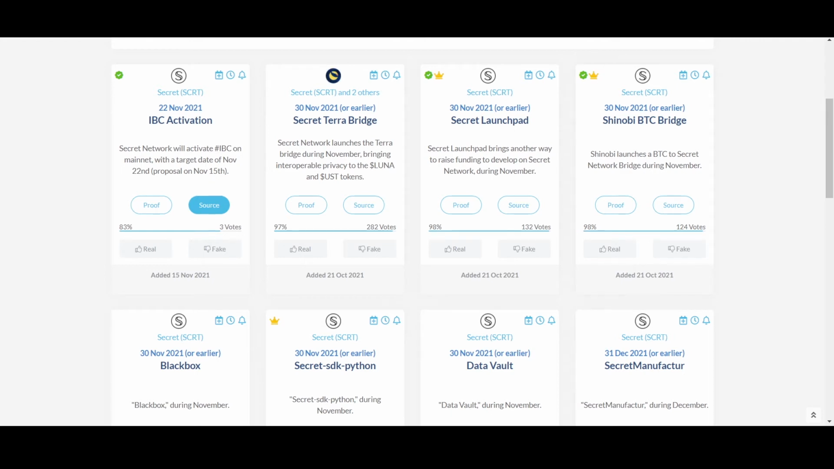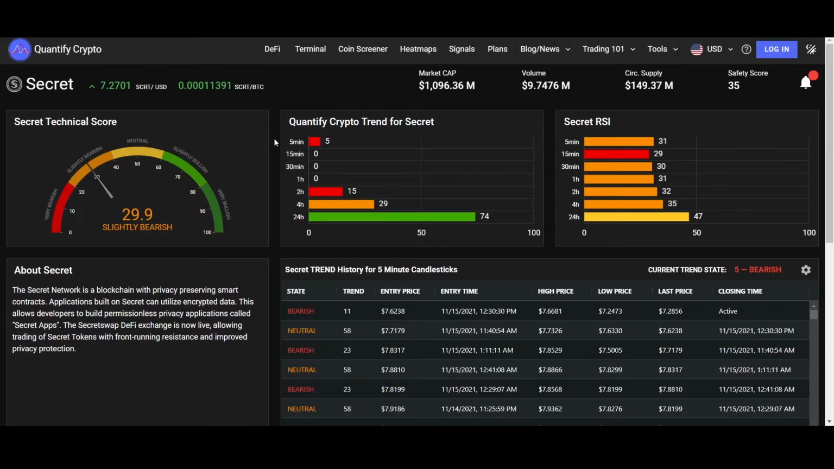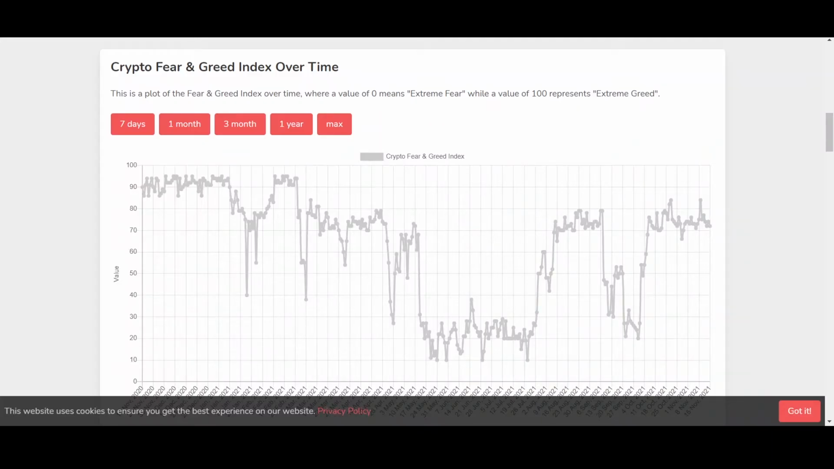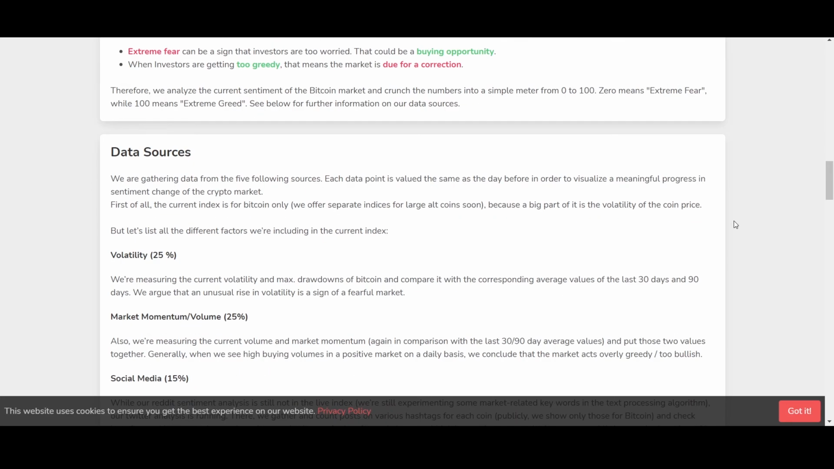For sentiment around this blockchain, I would just find where was it? Yeah, Quantify Crypto, showing that we are right now at a slightly bearish position. So it means that there might be a very good chance to enter a position on Secret Network. However, we need to notice that on the crypto fear and greed index scale, we are right now on a greed side.